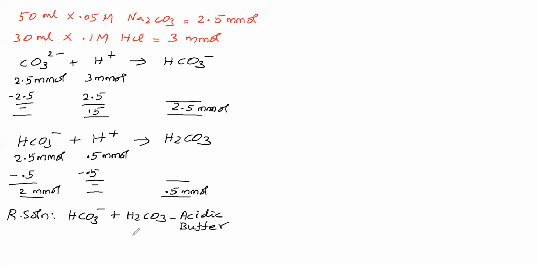For acidic buffer, how to find pH? Based on the Henderson equation, pH is equal to pKa plus log salt by acid. So, what is the acid here? Acid is carbonic acid H2CO3. What is the salt here? This weak acid's conjugate is the salt part we have to consider. Therefore, in the place of salt, we are considering bicarbonate.